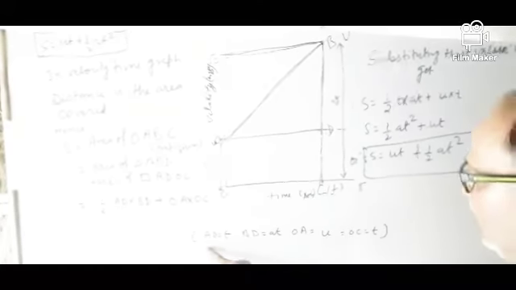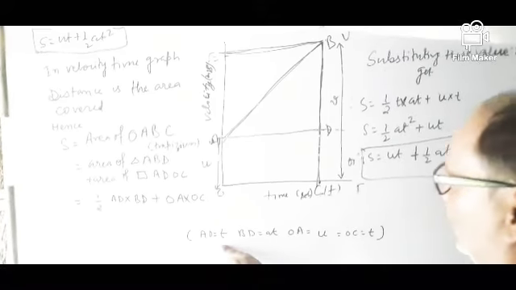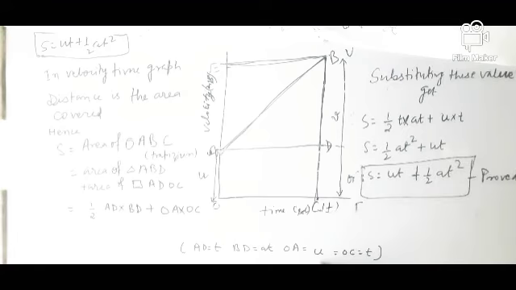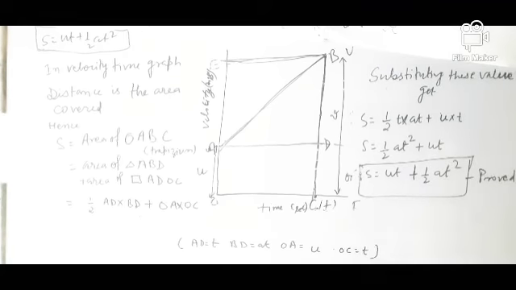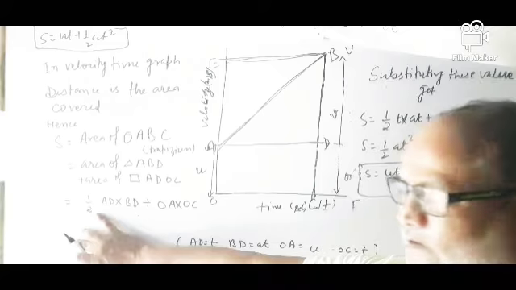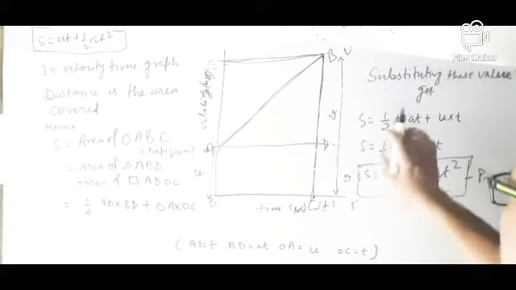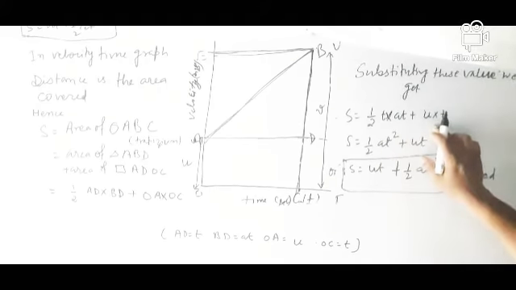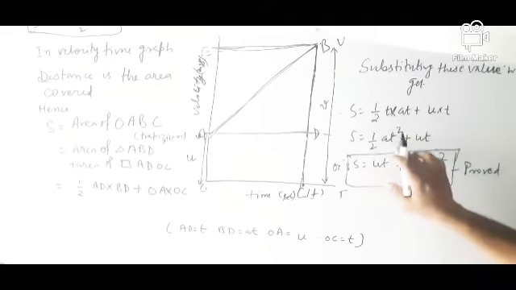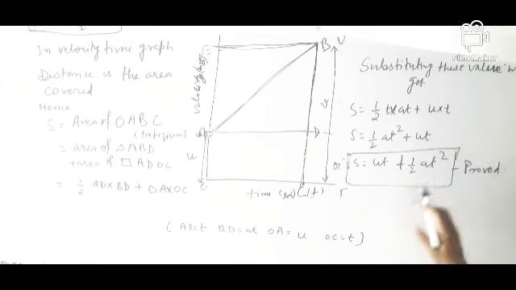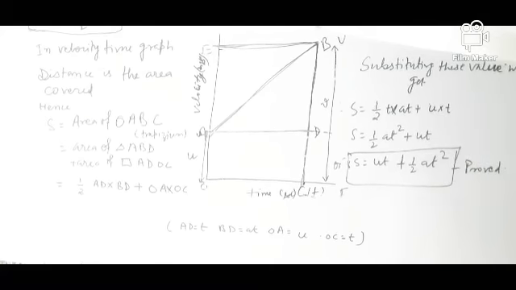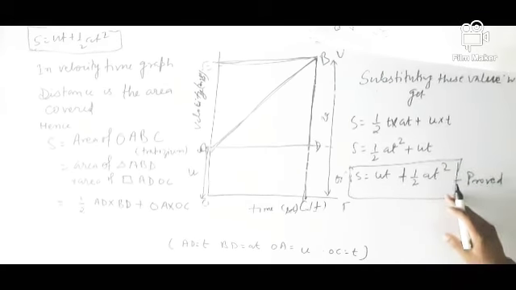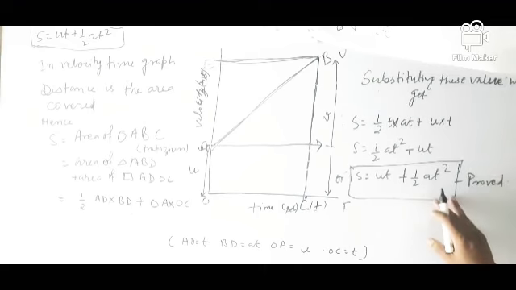As you know, AD is equal to t, BD is equal to at, OA is equal to u, and OC is equal to t. By substituting these values in this equation, we get S is equal to half into t into at plus ut, that is S is equal to half at square plus ut. So finally we get S is equal to ut plus half at square. This is the second equation of motion.